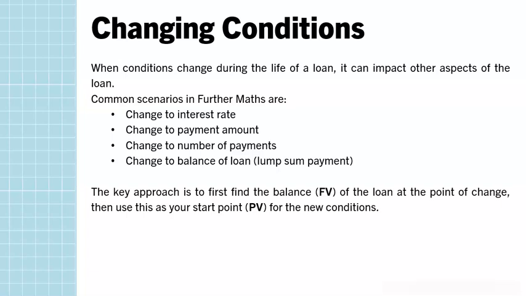And so our key base approach is to firstly find out what is the future value of the loan or the balance at the point of change. So you're always wanting to first find what's the balance at the point where the condition changes. Then we apply the new conditions and we use this balance as our starting point, the principal value for the new conditions, and then play out the scenario depending on the question.